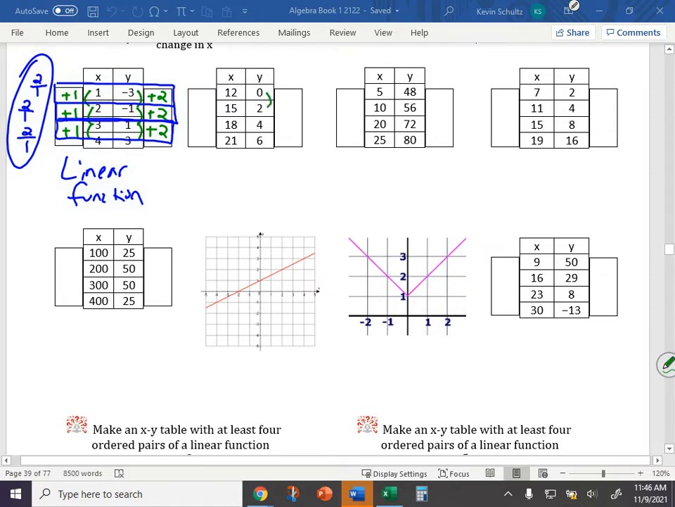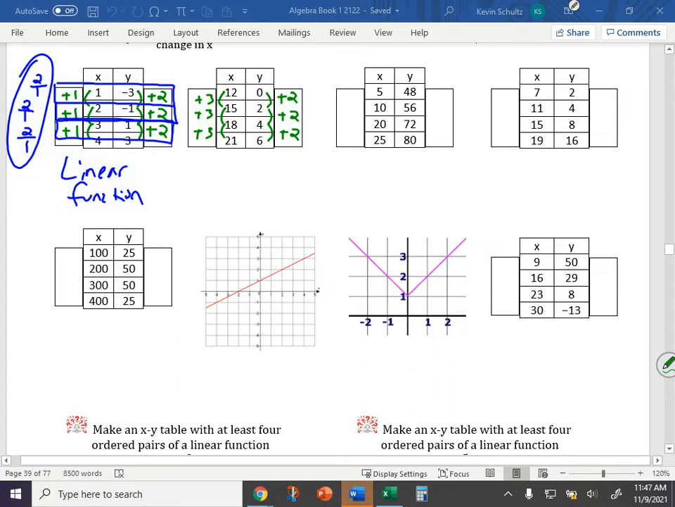What's the change in y here from 0 to 2? It happens to again be +2. From 2 to 4, +2. From 4 to 6, +2. All right, step 1, find the change in y. Did that. Step 2, find the change in x. What's the change from 12 to 15? John? +3. How about 15 to 18? +3. 18 to 21? +3.